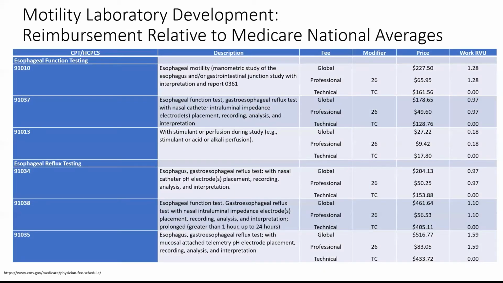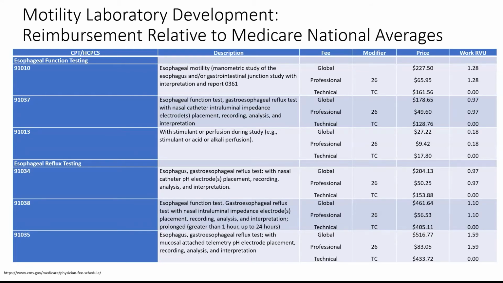And as you see here, these are national averages relative to Medicare, related to the codes that are often employed inside of a motility laboratory. The costs are relatively similar between the global and the professional and technical component combination. You see the RVUs on the far right-hand side for physicians, but recently, Dr. Mosher and I had a lot of conversations with our billing expert at Atrium, especially with 91037. I'm just going to use it as an example.